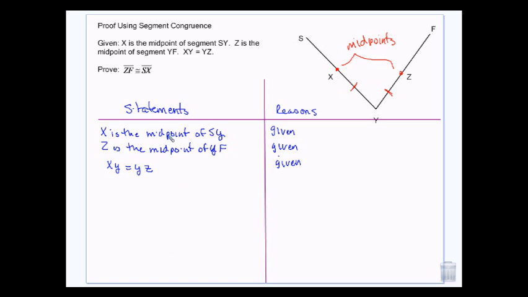If X is the midpoint of SY, what does that tell me? That these two pieces here are the same length. So I can say that SX is equal to XY. That's the midpoint theorem. And if I have that Z is the midpoint of YF, that tells me the same thing over here, that FZ and YZ are the same length because of the midpoint theorem.